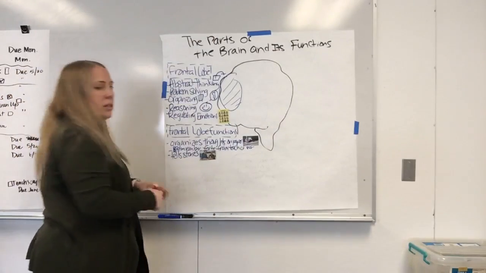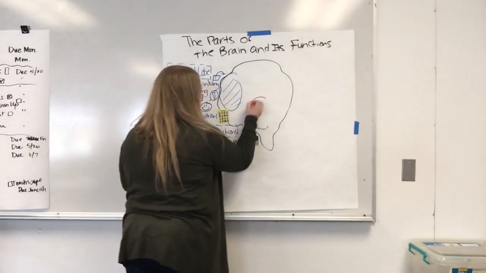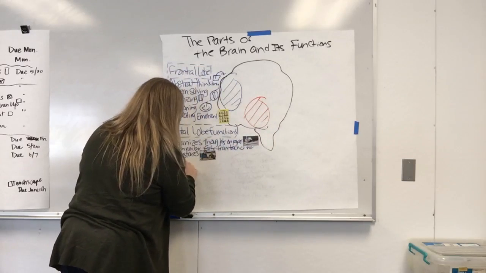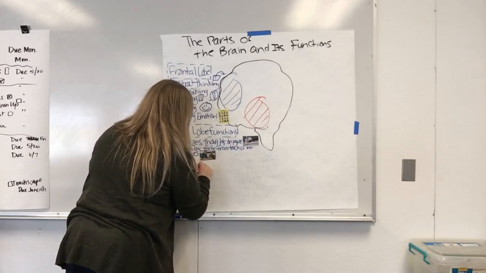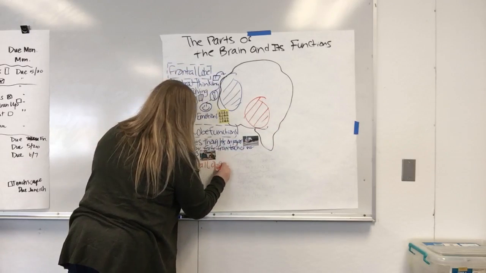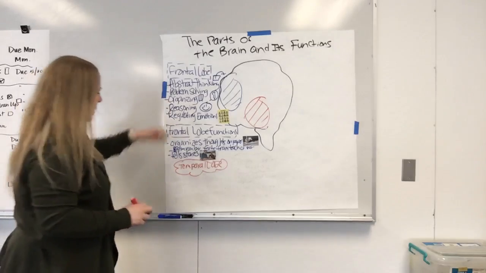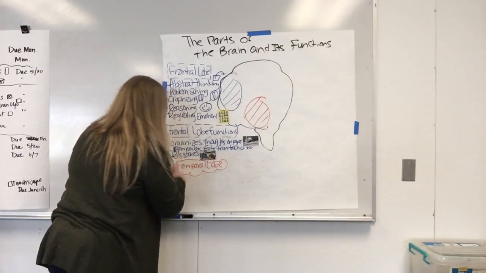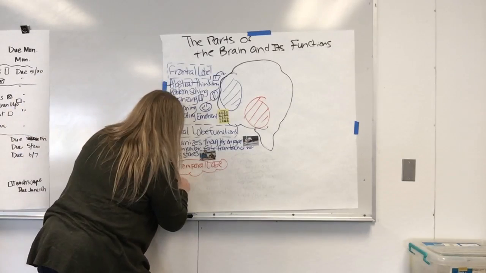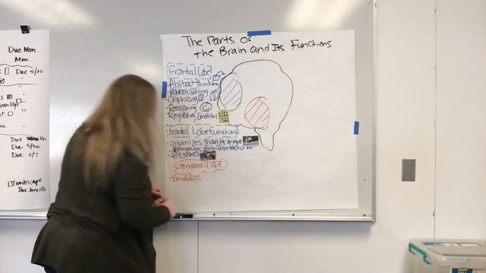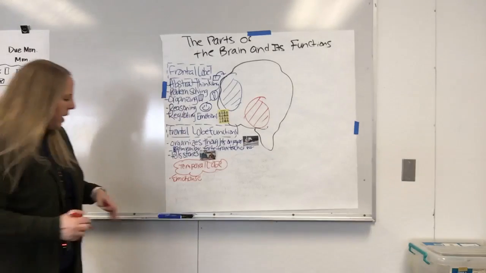Now, let's talk about another area of the brain, the temporal lobe. Everyone say that with me. Temporal lobe. Our temporal lobe also has specific purposes. Somewhat like the frontal lobe, it is responsible for our emotions. So happy, sad, angry, mad.